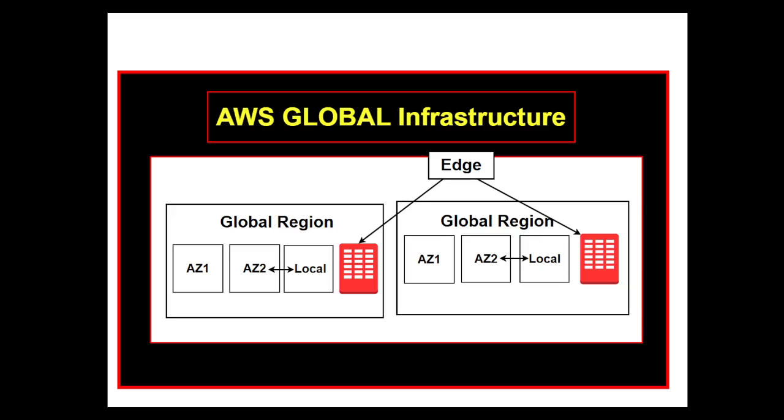Hi everyone. Today in this video we are going to understand what is AWS global infrastructure, what are the AWS regions, what are the availability zones in AWS, and what are the edge locations and local zones in AWS. All these things we are going to cover from scratch.